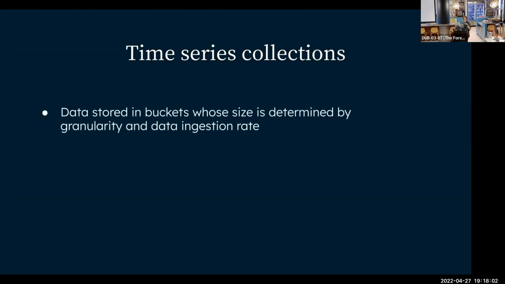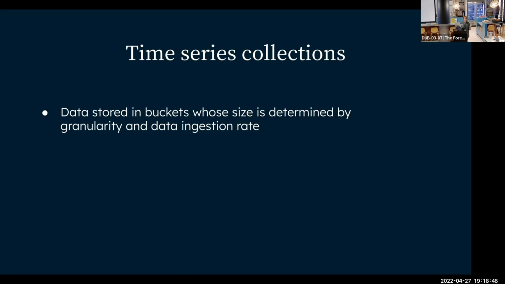Finally, I'm just going to tell you a little bit about the new collection type, time series collections, which are suitable for certain use cases which involve ingesting large amounts of data that need to be accessed based on time. So we see a lot of suitable use cases from the stock market or for gathering sensor information for machines. So with time series, we can expect that the data footprint, particularly the index size, should be smaller because data is stored in buckets, where the bucket size is determined by the granularity and the ingestion rate of the data.